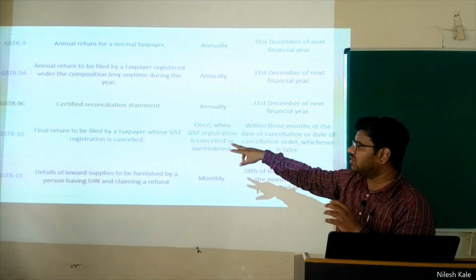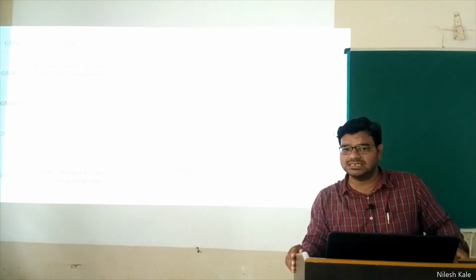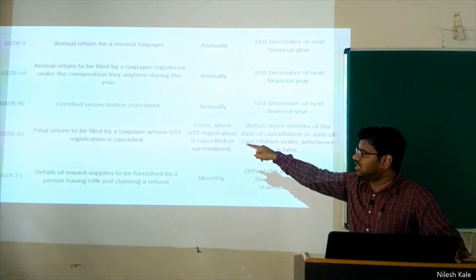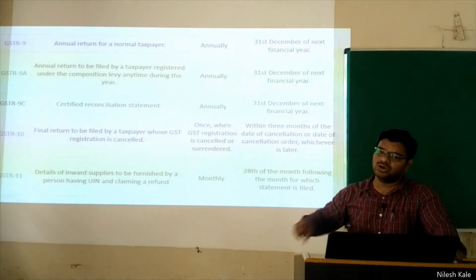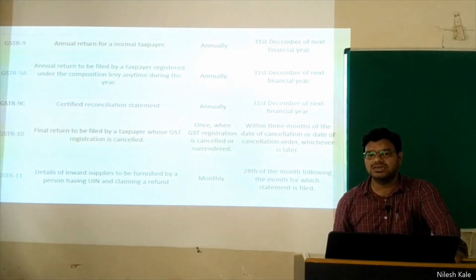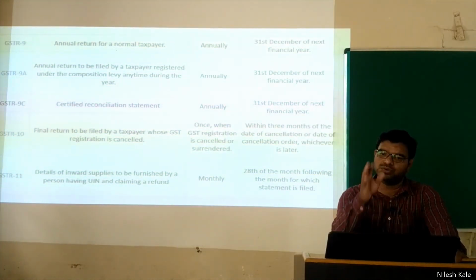GSTR 10 is for the final return to be verified by the taxpayer whose GST registration is cancelled. If your registration is cancelled, then you have to file GSTR 10. It has to be filed only once, because next year you are not going to file it again, because you are cancelling your registration. Within 3 months of the date of cancellation, you have to do that.